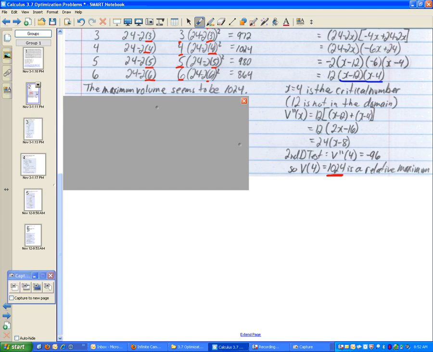Because the question didn't actually ask how big the square should be that you cut out. It asked what's the maximum volume. So make sure you give them that, the maximum volume. All right.